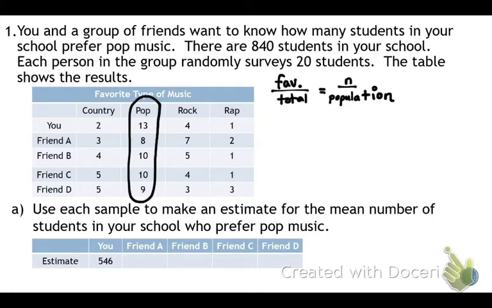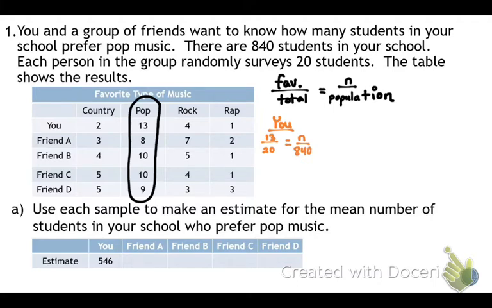All right, the first person you'll see in the graph is you. You are the one who went out. So we're going to write you here. When you went out and asked people, how many people did you personally find liked pop music the best? 13. Out of how many people did you survey? 20. So 13 out of 20 equals n divided by, what was the population? 840, because there's 840 students in your school.